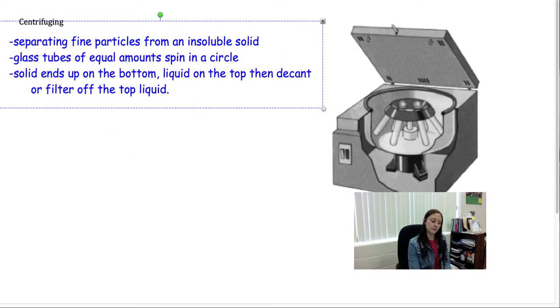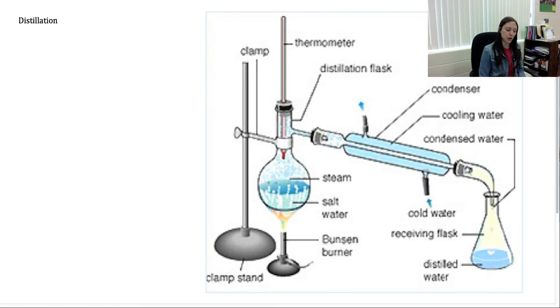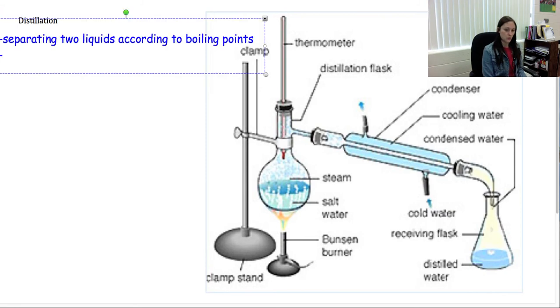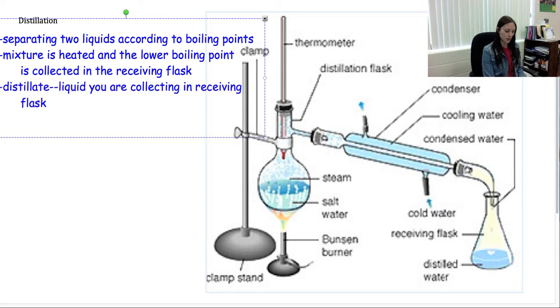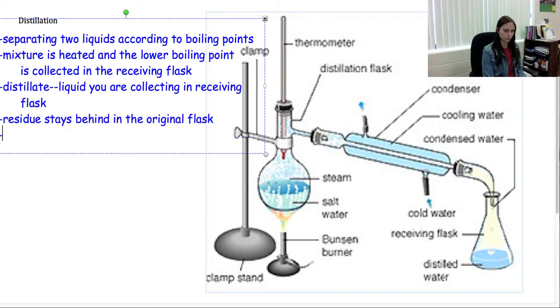Alright, centrifuging. So then we have distillation. Distillation is where you are separating two liquids according to their boiling points. This is where your mixture is heated and your lower boiling point liquid evaporates off and is then collected in a receiving flask. Then the distillate moves to that receiving flask. The stuff that you are collecting is called the distillate. Then the residue stays behind in the original flask.